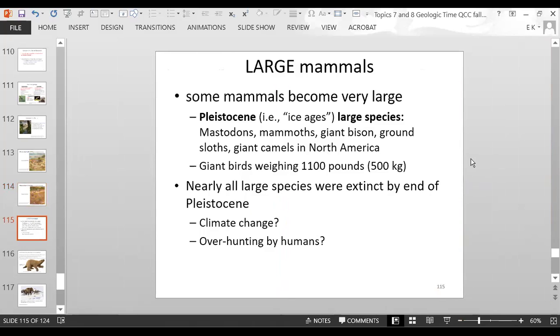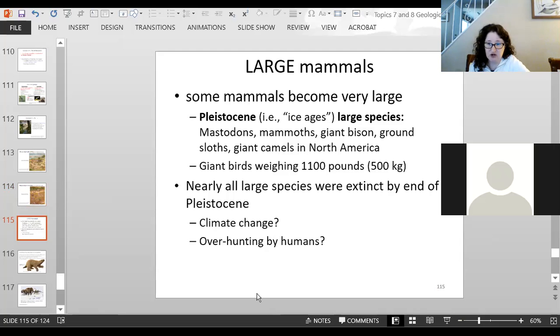So then by the Pleistocene, which is the ice ages, some mammals became very large. We had mastodons, mammoths, giant bison, giant sloths, and giant camels in North America. Now, by the way, you might be thinking, camels in North America? Camels actually are from North America.